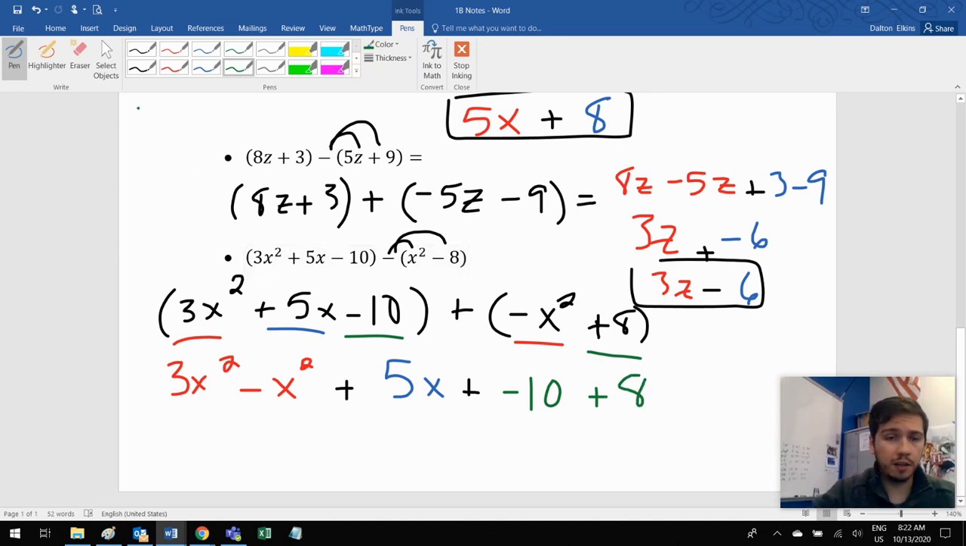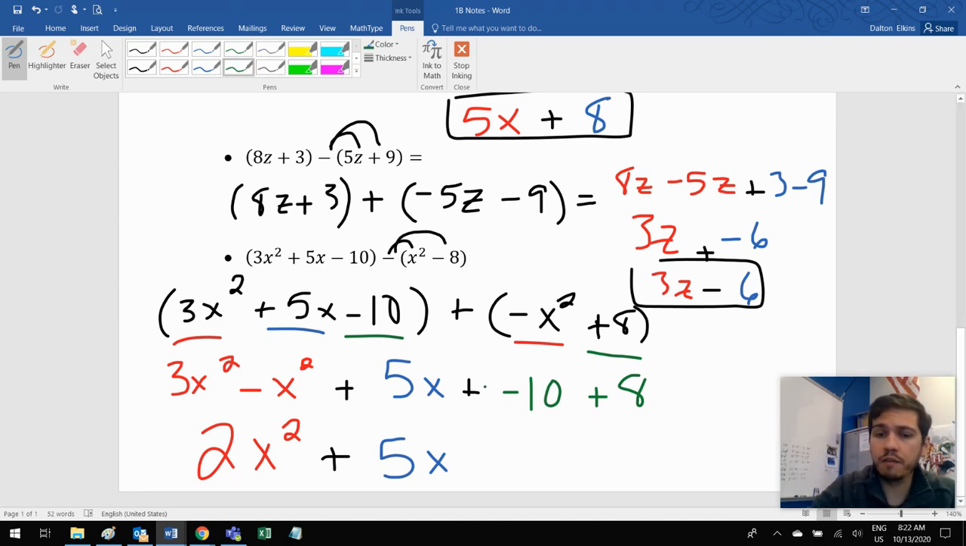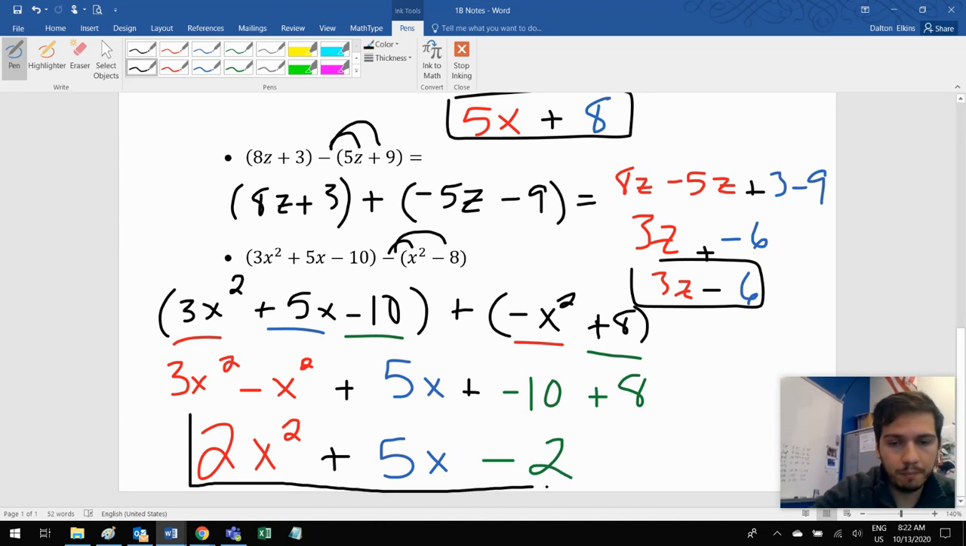And from here, we can just kind of combine accordingly, right? 3x squared minus x squared. So if I have 3 of something and then I lose one of those, I have 2 in total. And that total thing I have is x squared. And then the 5x, which isn't changing. And then I have negative 10 plus 8. And if you're kind of confused on the negative numbers, strongly recommend that you use a calculator on them. Negative 10 plus 8 is negative 2. So this would be my final combined answer.